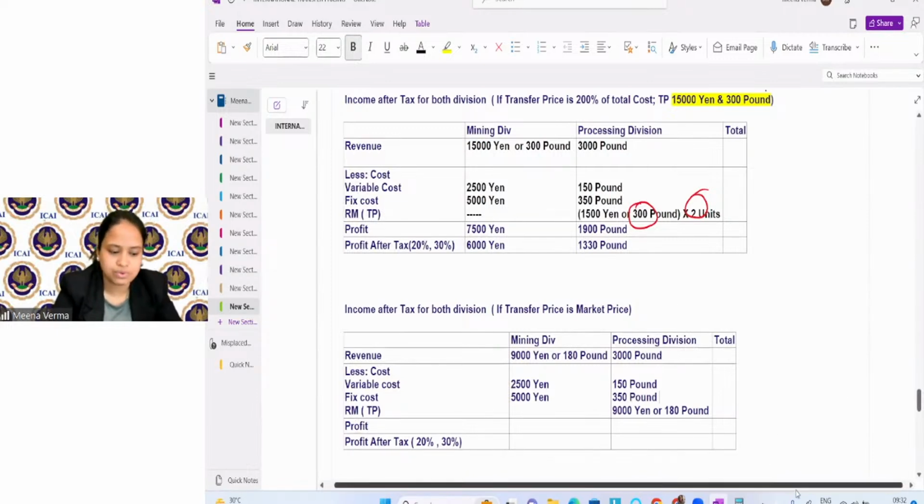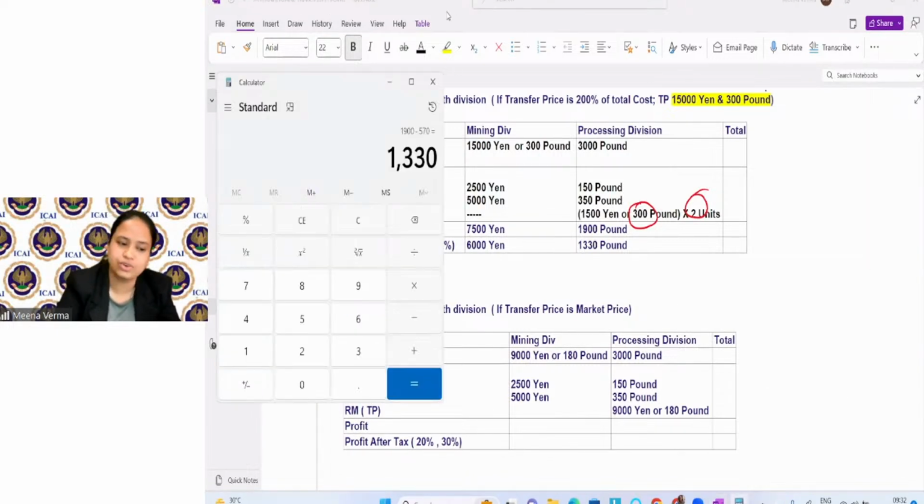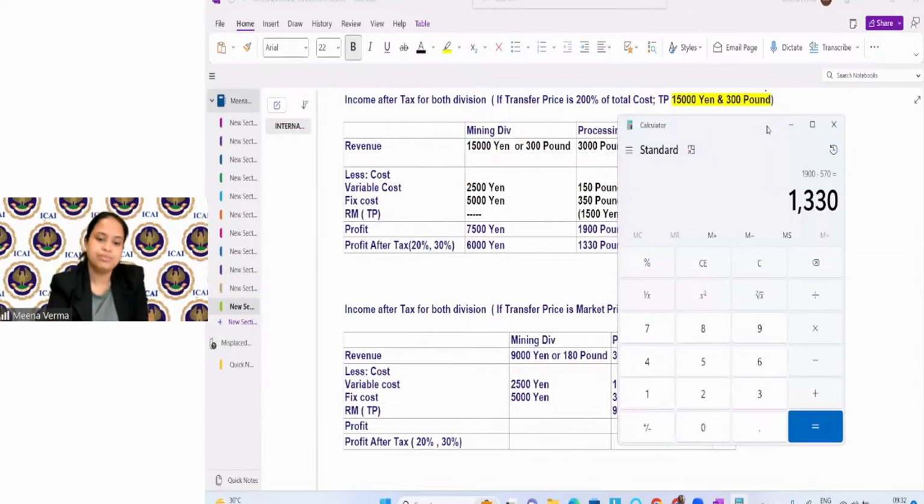Now what do we have to do? Find the profit, net of tax. You will get the answer. Point is that you can see how simple these questions are, right? They're not at all difficult. From the beginning, I'm telling you, transfer pricing is the simplest topic. You have to do nothing. Either you have to decide the transfer price or it is given in the question. Like here it is given. Transfer price will be 200% of the total cost or transfer price will be market price. You just have to find the profit, net of tax.